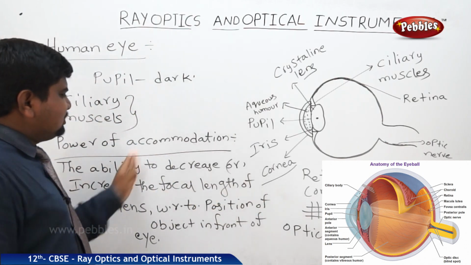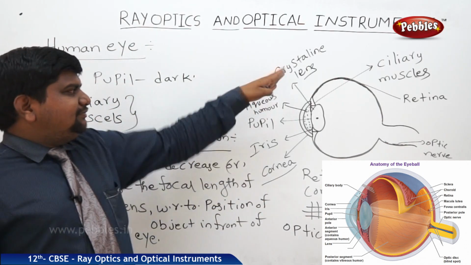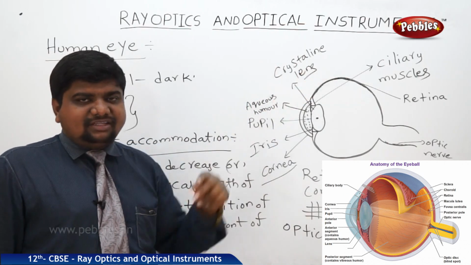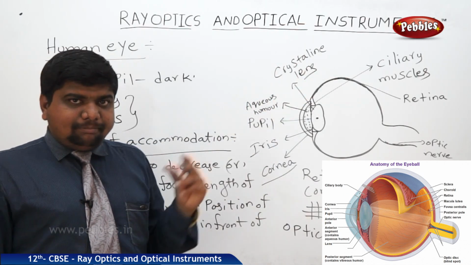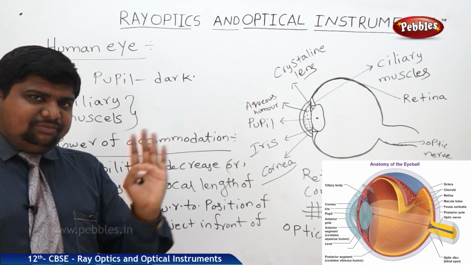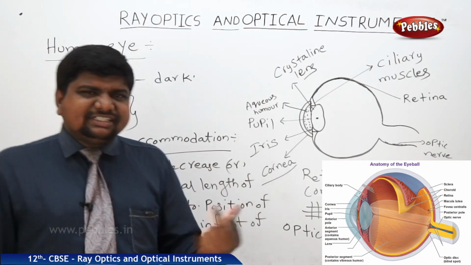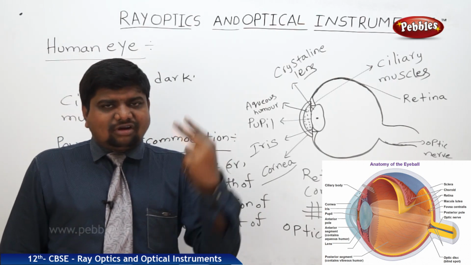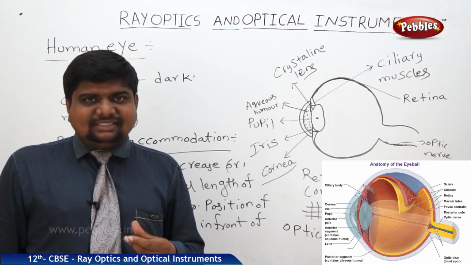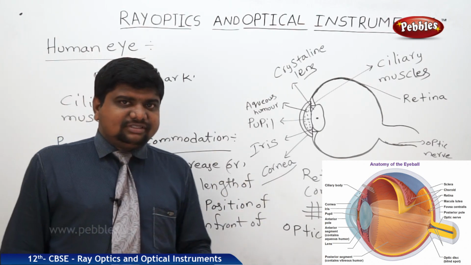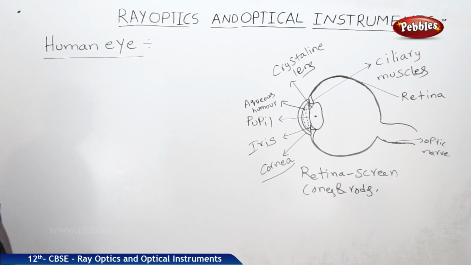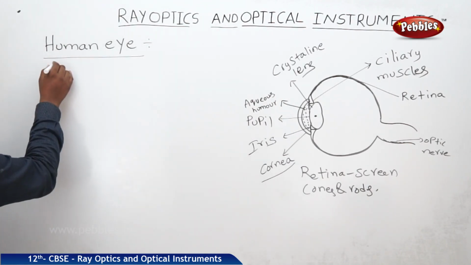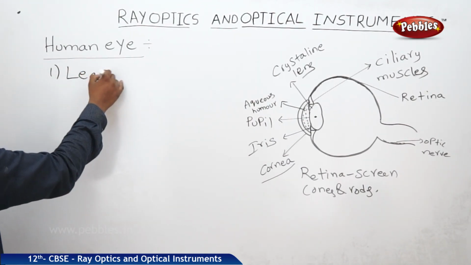So this is a small piece of information about the different parts of the human eye and its functioning. But there are some defects of the human eye, meaning defects of vision: long sightedness, short sightedness, color blindness. We are going to discuss all those things. There are some factors in the human eye that we should know. The first one is the least distance of distinct vision.